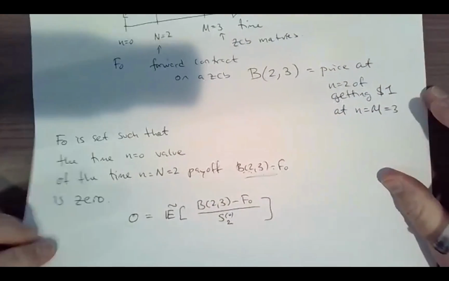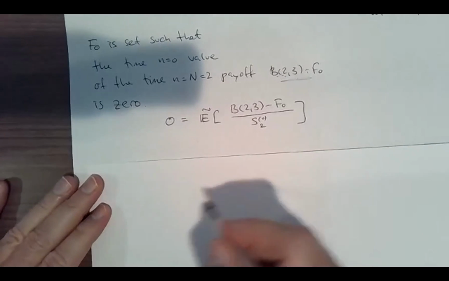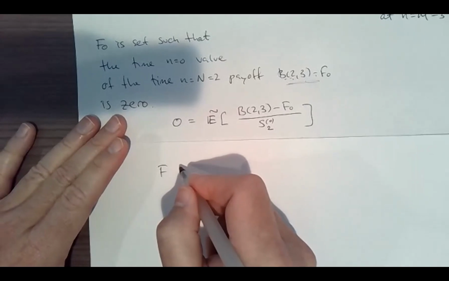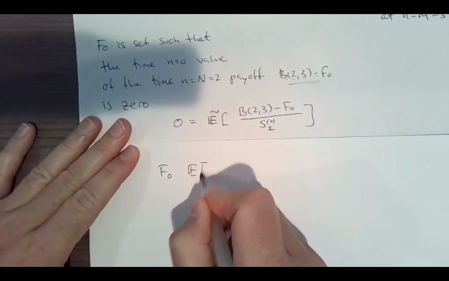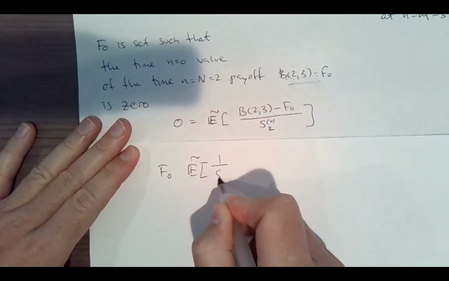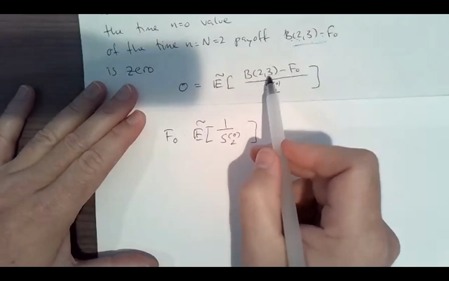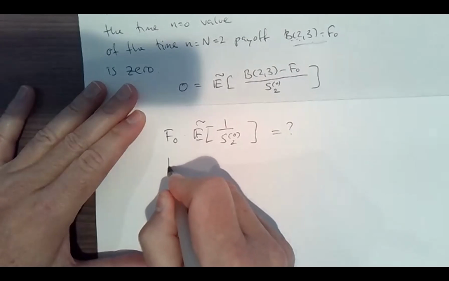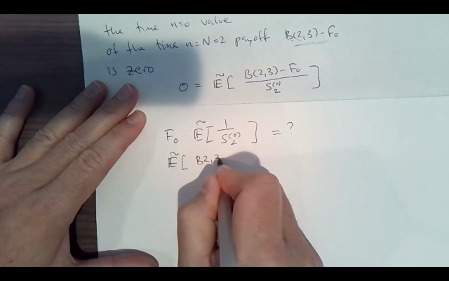So there'll be 2 legs, 2 components. You have F0 times this expectation of 1 over S0,2. And then there's this other one. So you need to compute this, and you need to compute B23.